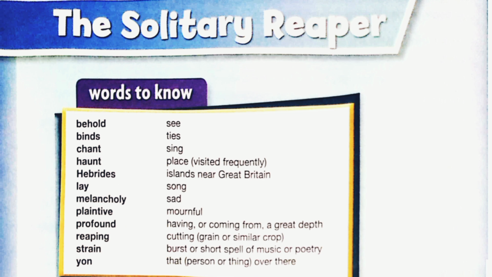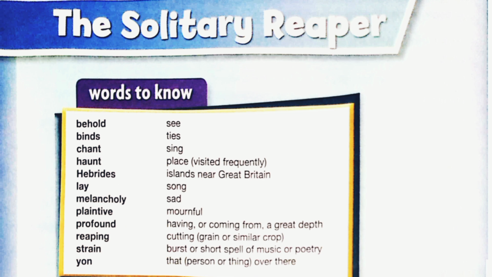Next word is profound. Profound basically means having or coming from a great depth. You can say very deep. So profound song means a deep song which is coming from deep in her feelings. Next difficult word is reaping. Reaping basically means cutting. Cutting can be of grain or any other similar crop. Next word is strain. Strain basically means a burst or short spell of music or poetry. And the last word is yon. Yon is basically that person or thing over there. When we are referring to one particular thing, we can say yon.